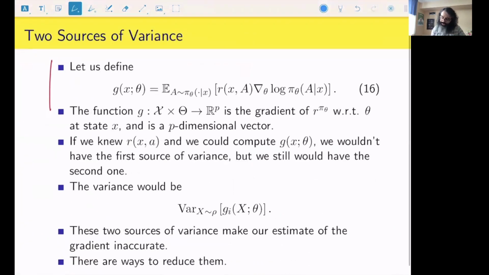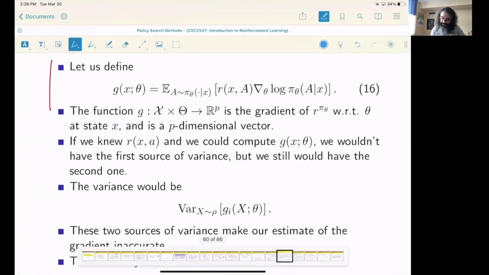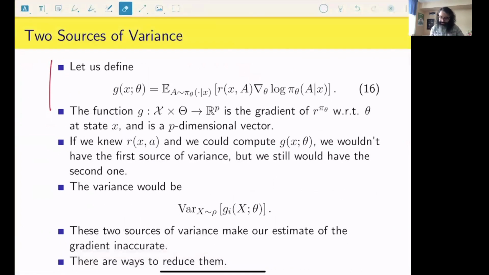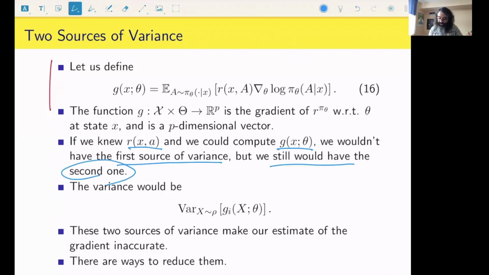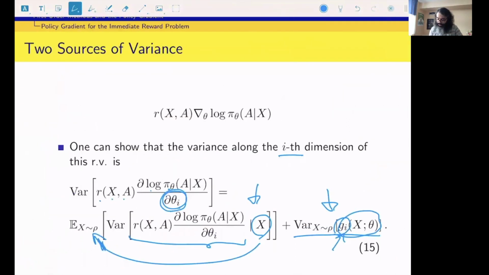So, just going back to the previous setting, if we knew R, we could compute the pointwise variance of the policy gradient. We wouldn't have the first source of the variance, but we would still have the second one, which is this term.